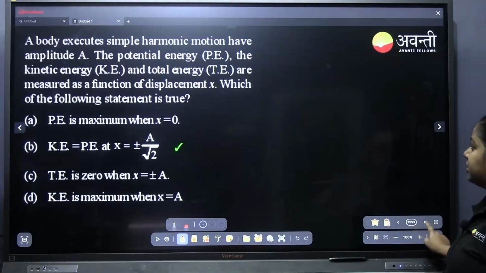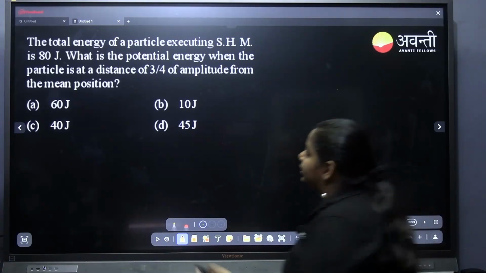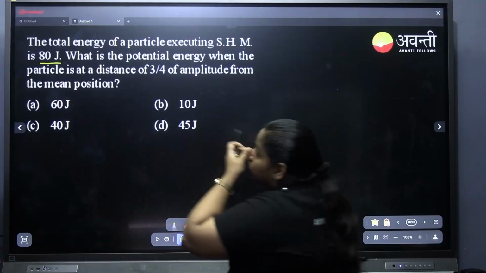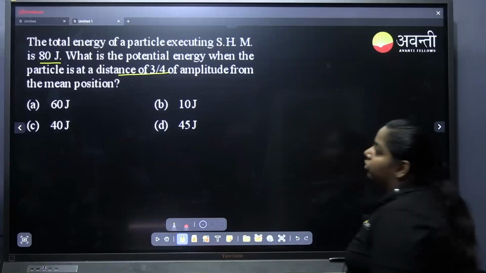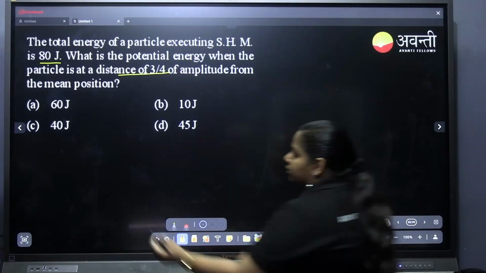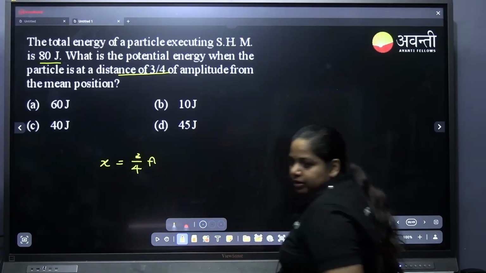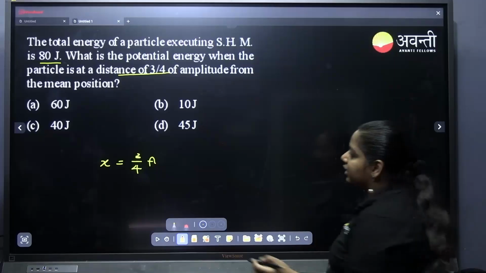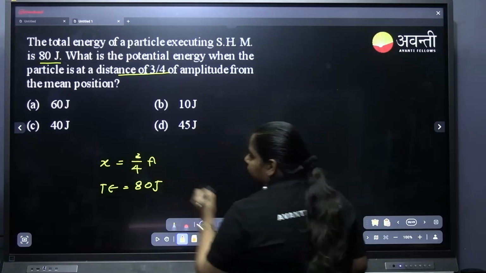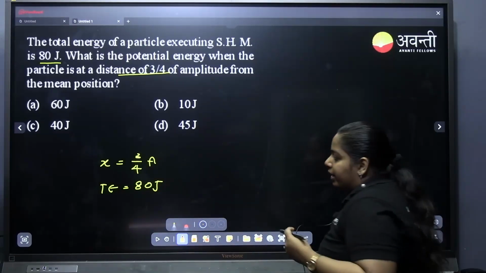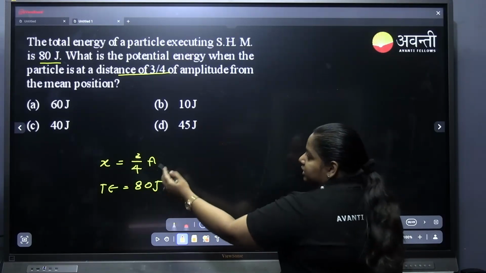So next question. Total energy of a particle executing SHM is 80 joules. What is the potential energy when the particle is at a distance of 3 by 4 of amplitude from the mean position? So x is equal to 3 by 4 A. Okay. So total energy is given as 80 joule. Now you have to find the energy at this position, right?